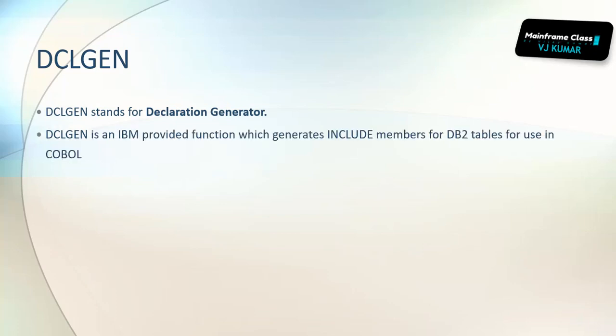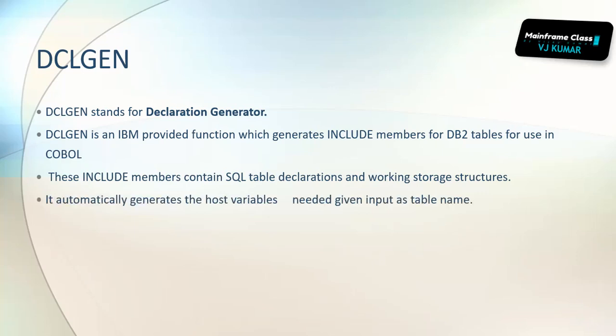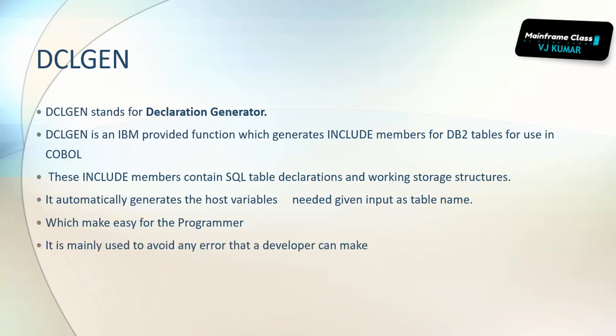DCL Gen stands for declaration generator. DCL Gen is an IBM provided function that generates include members for DB2 tables to use in COBOL, and we declare this in the working storage section. It automatically generates the host variables needed given the input table name, which makes it easy for programmers. It is mainly used to avoid errors that a developer can make, and it is also easy for maintenance.